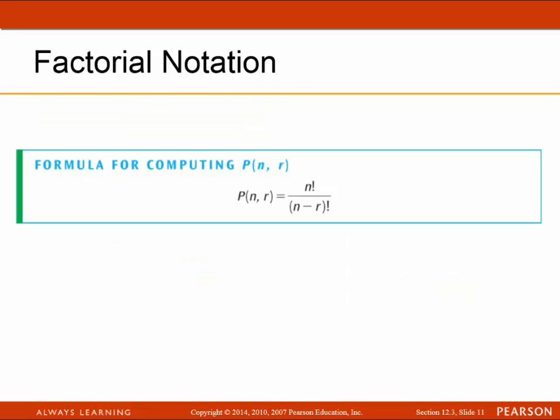So what's the formula for permutations? The formula for permutations is that the permutations of n objects taken r at a time is equal to n factorial divided by (n minus r) factorial.